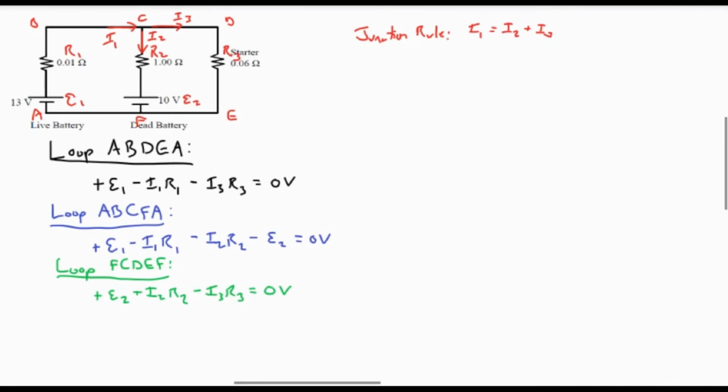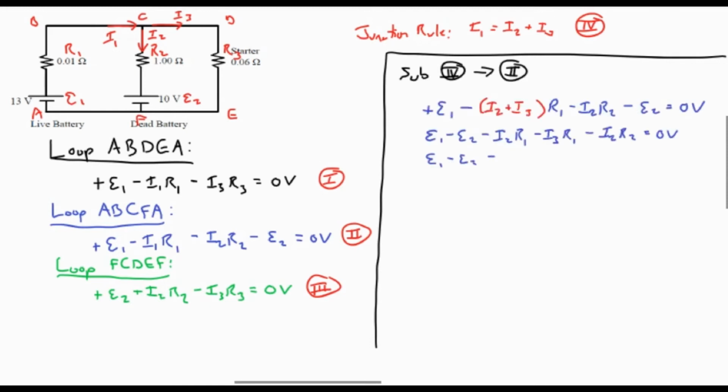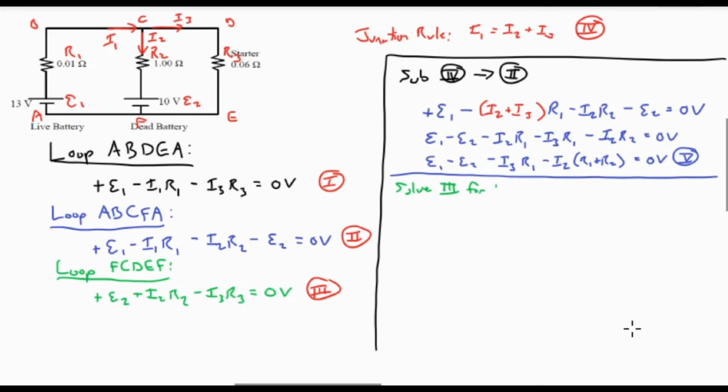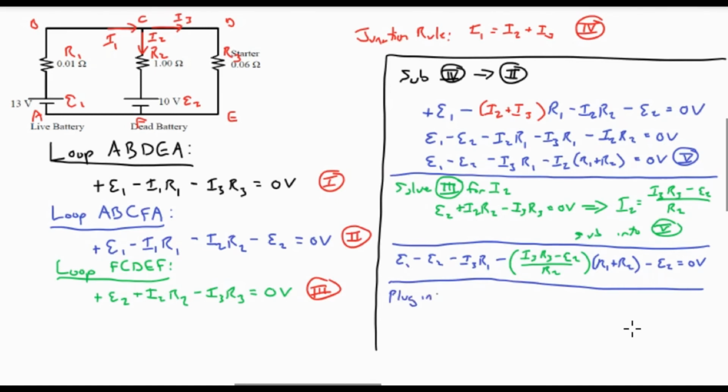Let's go ahead and solve this anyway, and to do that, let's give each of these equations a label. Then, we pretty much always start by substituting the junction rule into one of the loop rule equations. Let's substitute it into equation 2. Plug it in, distribute, group like current terms, and name it equation 5. Next, let's solve equation 3 for I2, and substitute that into our new equation 5. As bad as this is, it looks worse than it seems, so let's substitute in the numbers given in the problem and go from there.